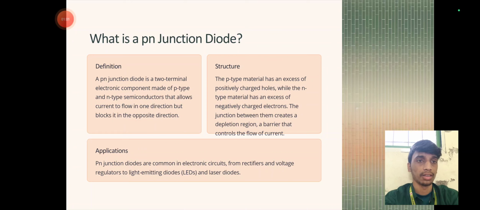Structure: the p-type material has an excess of positively charged holes while the n-type material has an excess of negatively charged electrons. The junction between them creates a depletion region, a barrier that controls the flow of current. Applications: PN junction diodes are common in electronic circuits, from rectifiers and voltage regulators to light emitting diodes and laser diodes.